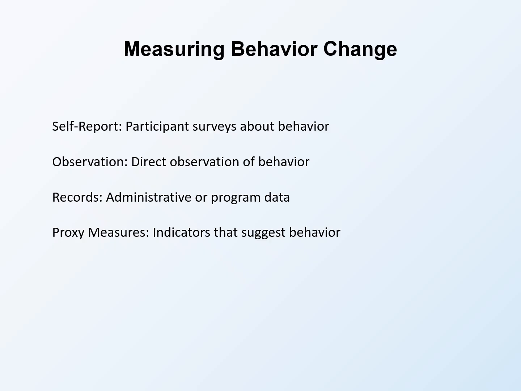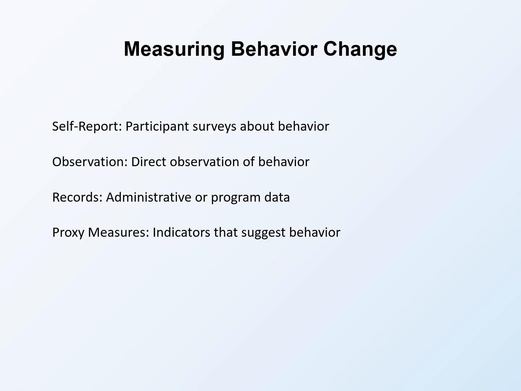Records include administrative or program data documenting behavior through existing systems. Employment records showing job retention, healthcare utilization data showing appointment attendance, school attendance records, and similar documentation provide objective evidence of behavior without relying on participant self-report. These data sources exist independently of your program, but may require data sharing agreements to access.